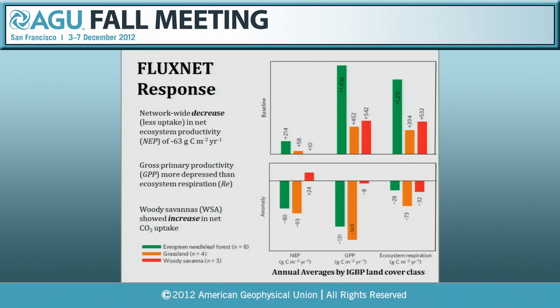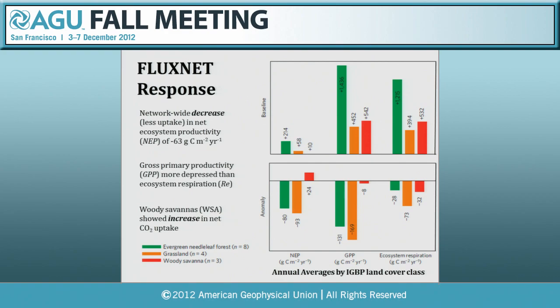And how I'm going to do that is to take all 15 of these FluxNet sites and then first aggregate them by plant functional type. So these green bars are the evergreen needle-leaf forest. We have 8 of those, and then we go to grasslands where n equals 4, and woody savanna where n equals 3. And what you should note here is very much in parallel to what I showed you previously. Both GPP as well as ecosystem respiration were very much negatively impacted, but the overall response of GPP outstripped that of ecosystem respiration, and the order of magnitude here is about 60 grams of carbon.